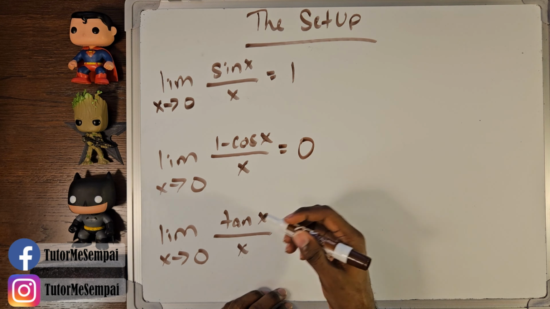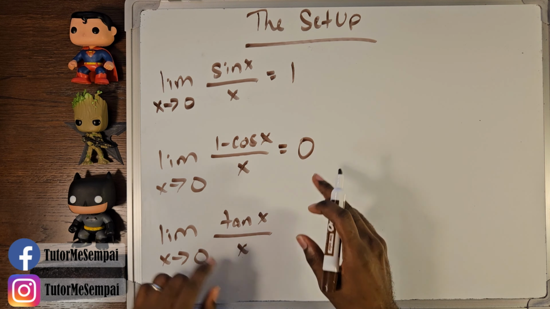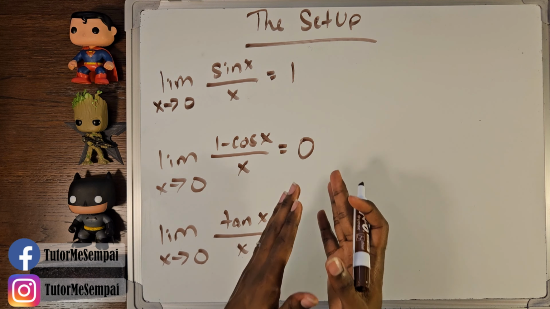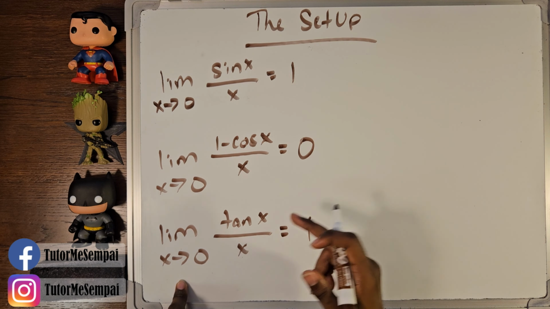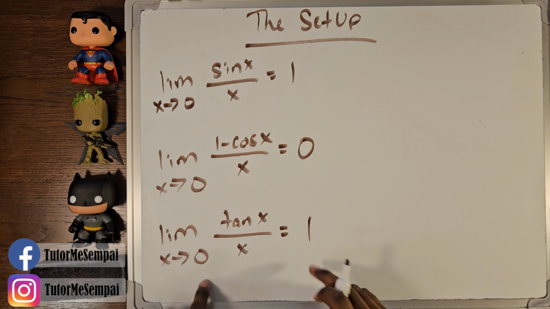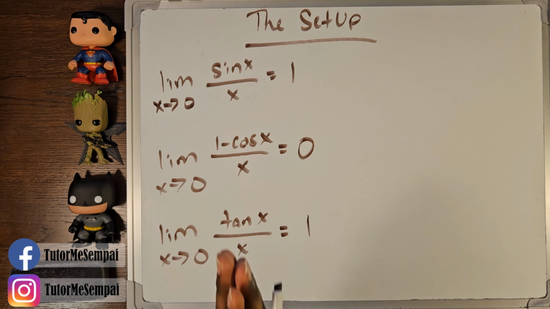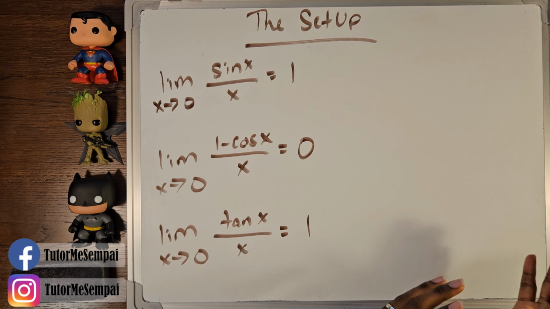So this is going to be 0. The limit of 1 minus cosine x all over x as x goes to 0 is going to be 0, while this one is going to be 1. The limit of tangent x over x as x goes to 0 is going to be 1. So these are going to be absolutely crucial when you're trying to set up your shortcuts.